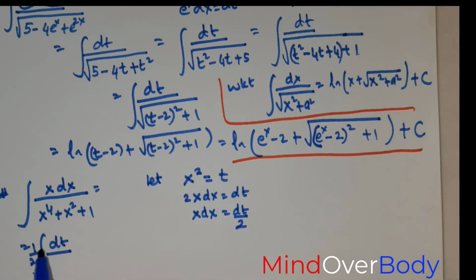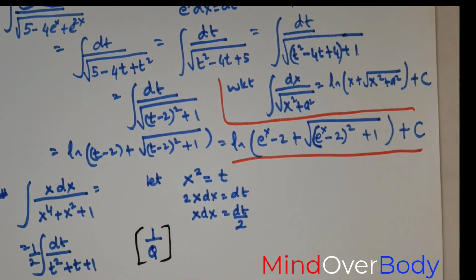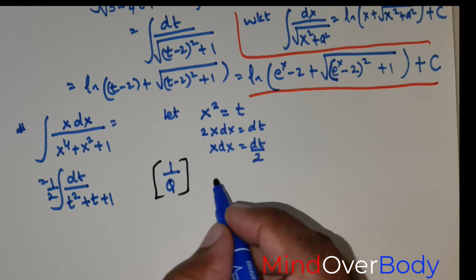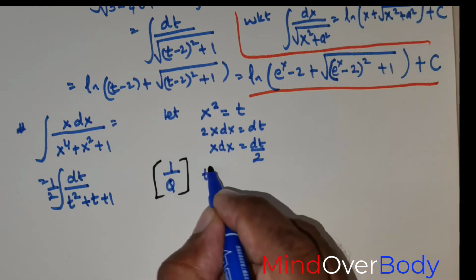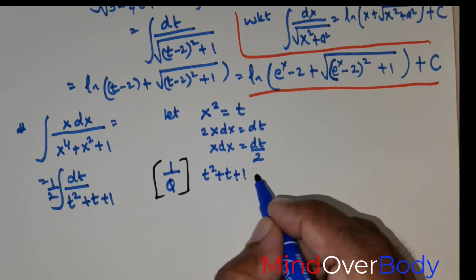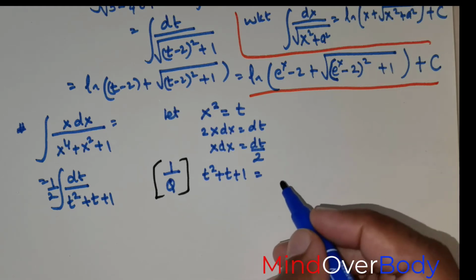Now x squared is t, so x raised to the power of 4 is going to be t squared plus t plus 1. Now this is of the type 1 over a quadratic equation, right? This is the type that I have just shown you. So for that I need to change this into a perfect square. So how are we going to do that? Now t squared plus t plus 1, I can't do anything with the t, but I can always manipulate this 1.